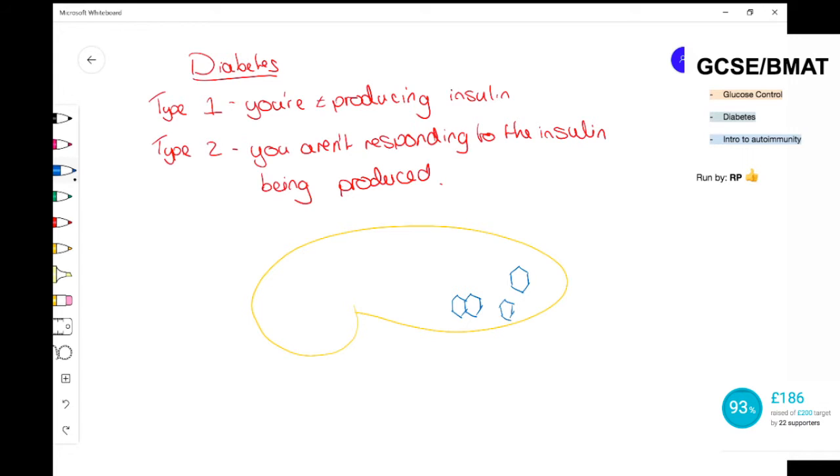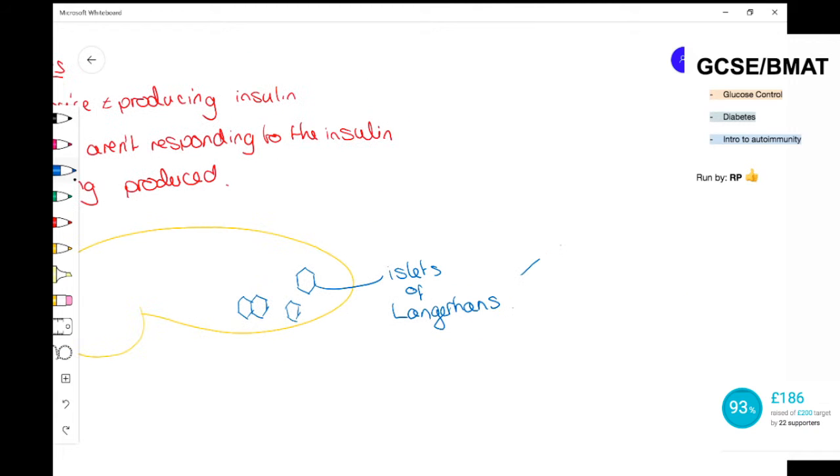Basically, Mr. Langerhans was the guy that thought he could get famous off it. He was just the guy that found it. And within there, you've got actually three types of cell, but the one that we're going to consider is beta cells. These are the ones that produce insulin.